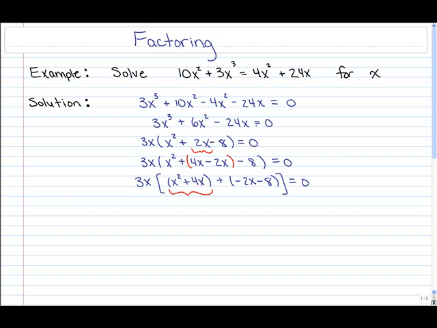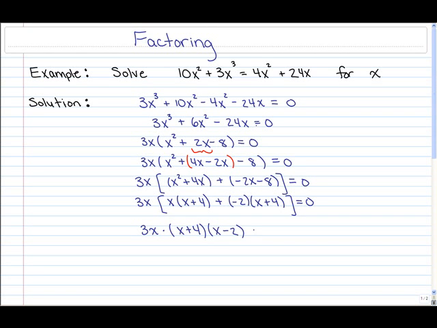Now notice here that x is a common factor, and notice here that -2 is a common factor. So in our next step, we're going to common factor an x out of the first bracket, and we're going to common factor a -2 out of the second bracket. Now notice here within the square bracket, x plus 4 is common, so we can common factor an x plus 4 out. So we will have 3x multiplied by an x plus 4 multiplied by an x minus 2. Set this equal to 0, and now we're almost done.